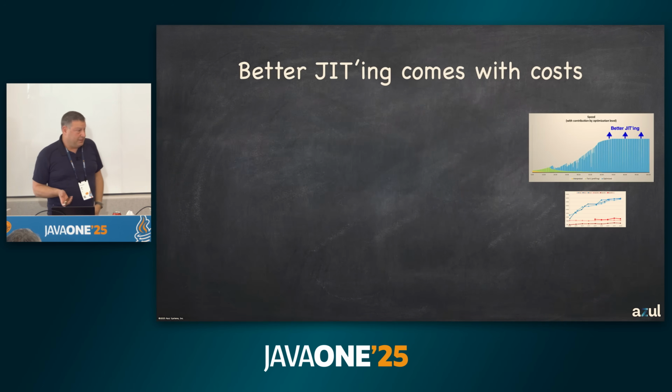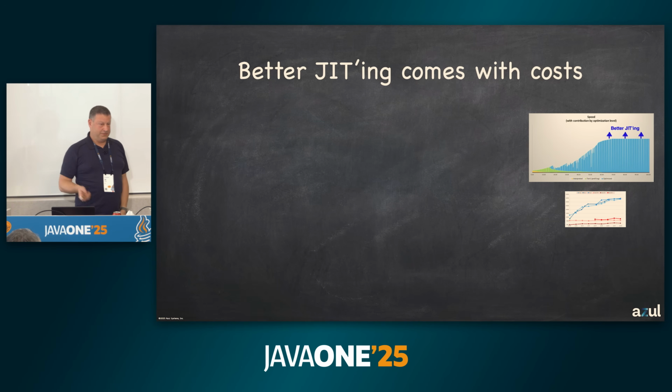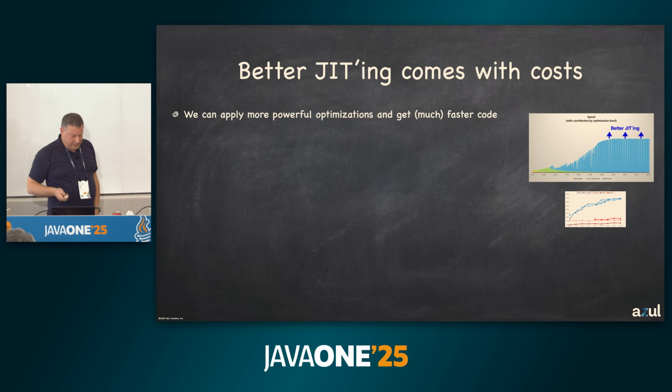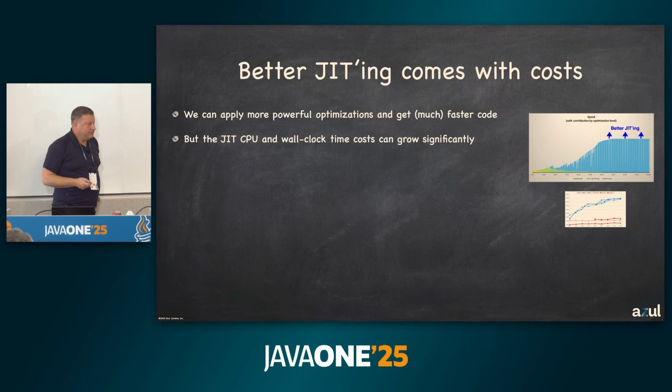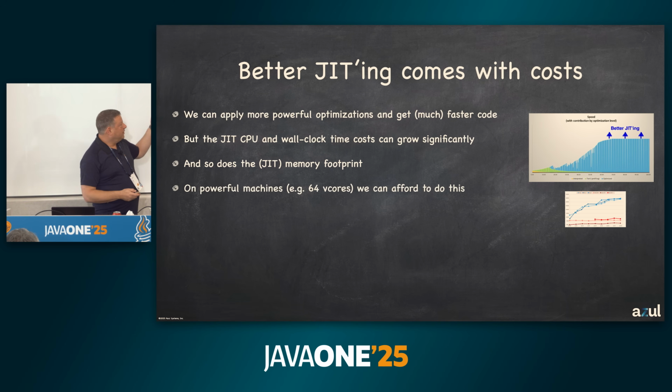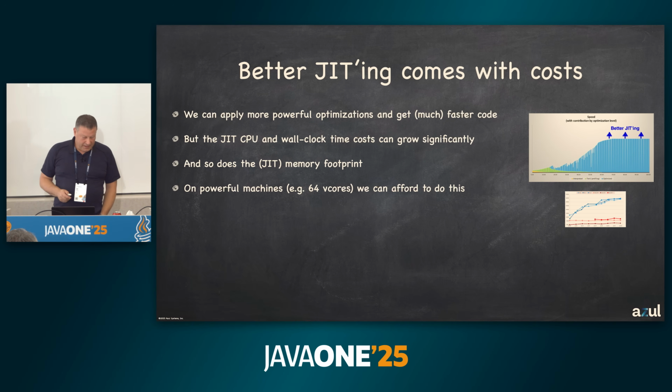But better JITting comes at a cost. Somebody actually has to do the work to crunch this and optimize it and think about it, and that's not free. We can apply these optimizations, but we need the resources to do them. So we need CPU to crunch away at all these optimizations. We need memory footprint to hold the state and the graphs and all that, to compute all that. And in a powerful machine with 64 CPUs and many, many gigabytes of memory, this is a no-brainer. You could do this all day, it's fine.